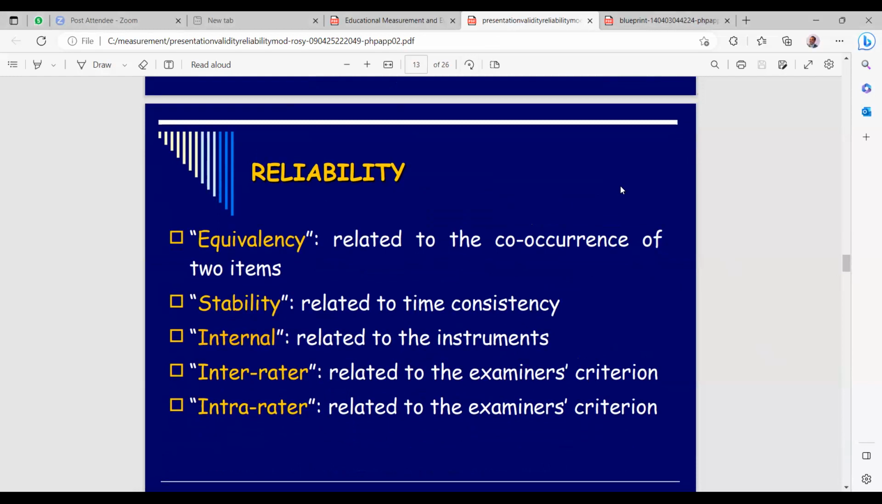So reliability can be tested in 4 manners, right? 4, 5. So according to the way we test the reliability, we give different names, right? Reliability of equivalency related to the co-occurrences, I will explain them. Reliability of stability. So you can see the word consistency there. Internal reliability and inter-rater reliability or intra-rater reliability, right? So let's look at some examples for these.